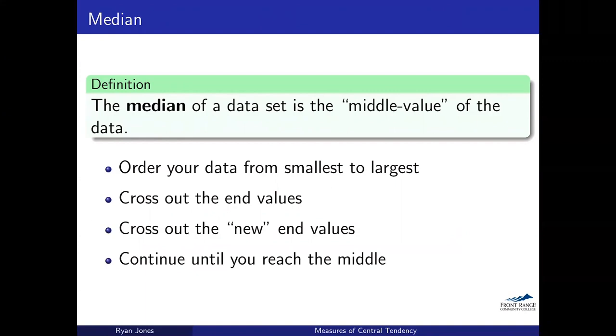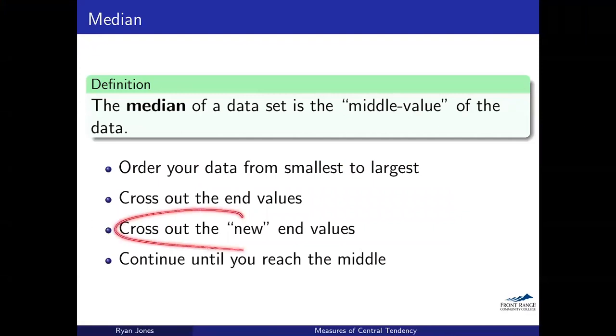You want to make sure your data increases from left to right. So you're going to list out your data, basically sort your data. And then you're just going to start crossing out the end values. Now that you've crossed those out, you have a new smaller set of data where you've crossed out the largest and smallest.